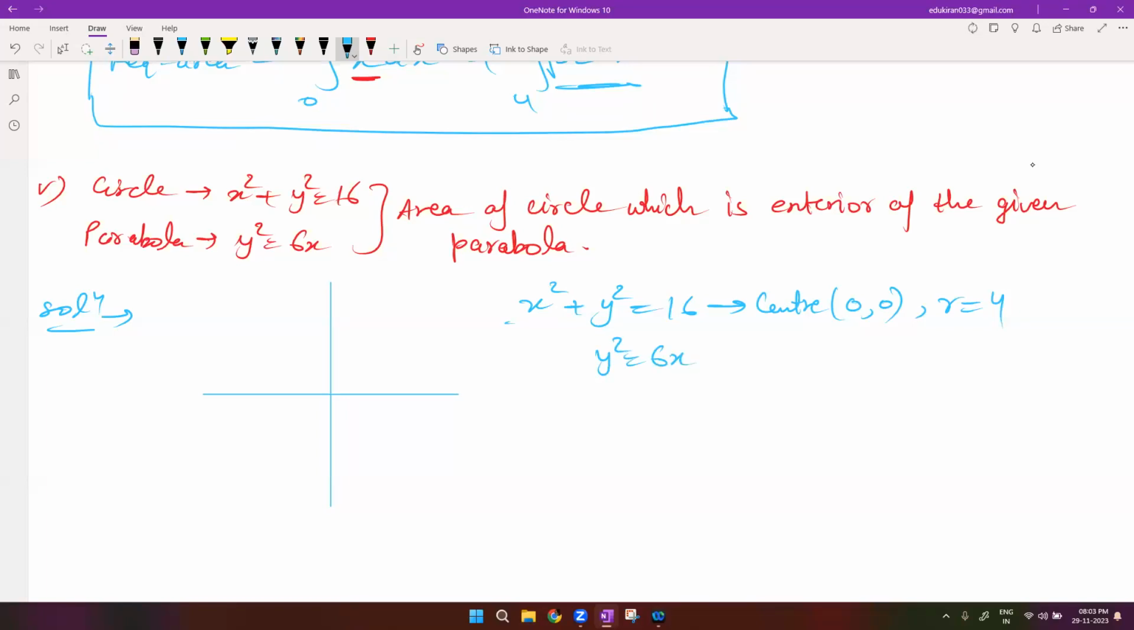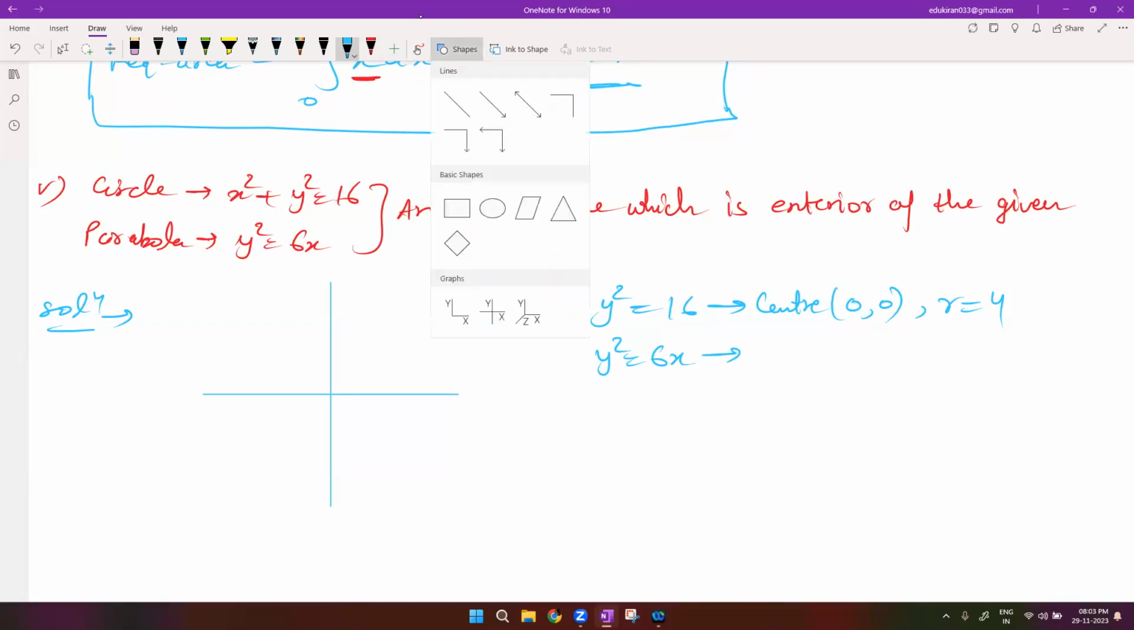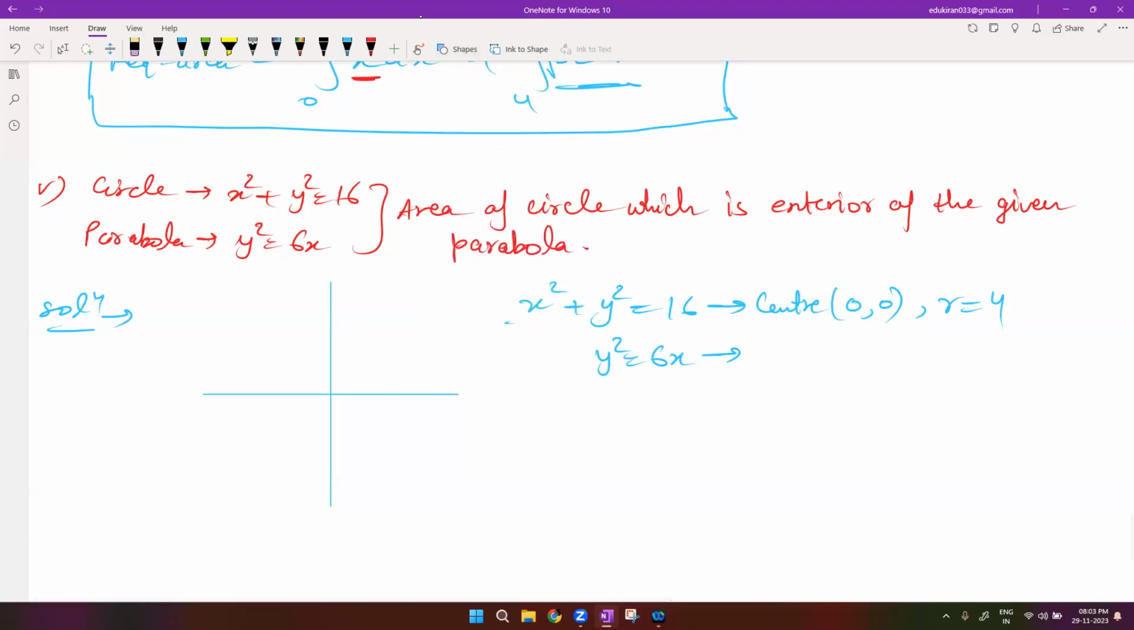I just want to know whether it's leftwards, rightwards, upward, or downward. Nothing else. Rightward, leftward, upward, downward. Which one? There were 4 standard forms of parabola. Rightwards. Rightwards.